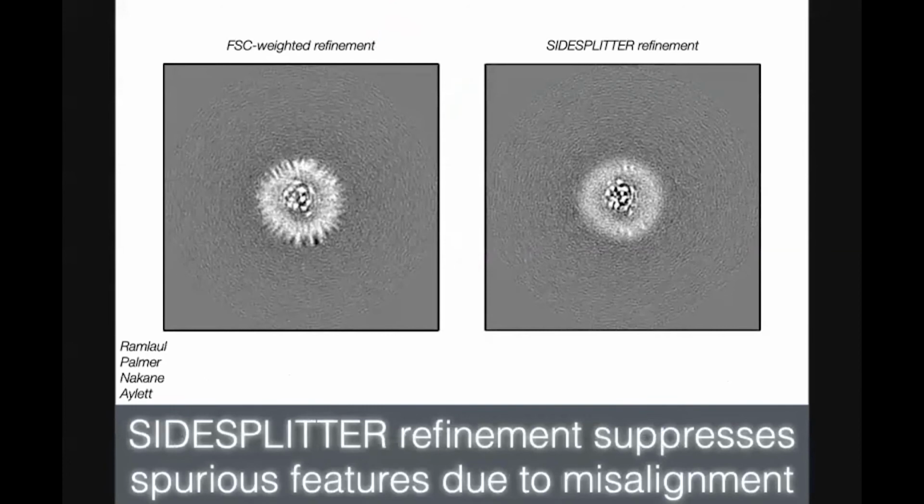So is this actually any use experimentally? Well, yes. When we apply SIDESPLITTER to experimental data that we know has a very severe propensity for overfitting, we're able to suppress that overfitting. So here you can see in a micelle from a membrane protein, we get lots of spurious radial features due to misalignment in an FSC weighted refinement, whereas in a SIDESPLITTER refinement, we're able to suppress these almost completely.